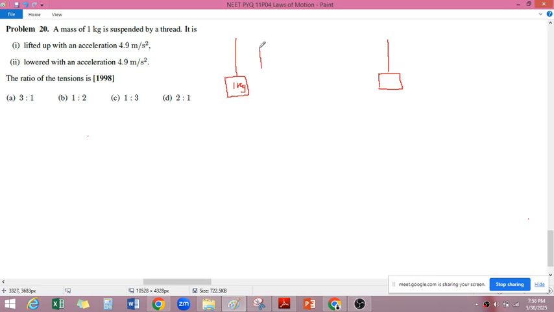So here also we do the same thing. Tension is acting upwards, mg is acting downwards, and the mass is lifted up with an acceleration a. Here the tension is the same, mg is the same, but now the acceleration is downwards. Since it is a totally different scenario, we take this as T1 and T2, because the mass is same, g is same, but T1 and T2 are different. And the acceleration is also the same, 4.9.